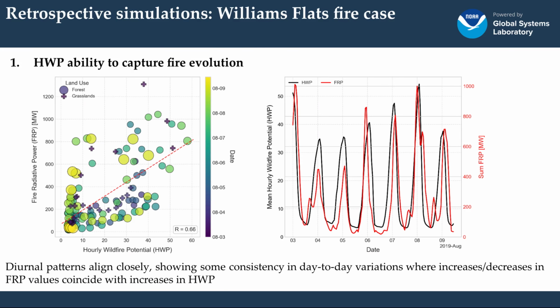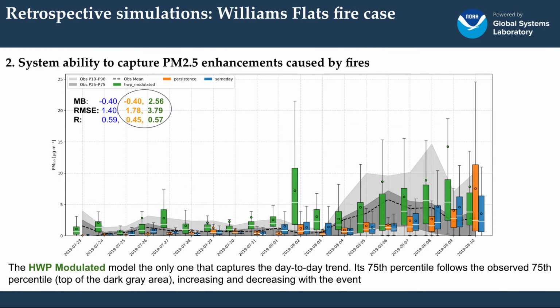HWP is in black. And you see how HWP captures the evolution of the fire here, represented by FRP in red. So increases in fire activity are captured going toward the 8th of August, and then both parameters decrease as the fire died down because of the precipitation. The HWP also nicely captured the diurnal pattern of the FRP. There's also a good correlation between the two parameters, 0.66, on the left-hand side plot.